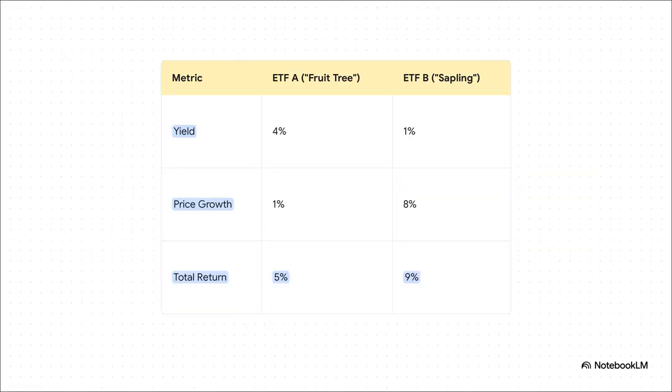On the left, we've got ETF A. Let's call it the fruit tree. It's got an amazing 4% yield. Looks great, right? Then on the right, we've got ETF B, the sapling, with this kind of sad-looking 1% yield. Now, if you were just chasing income, you'd pick ETF A in a heartbeat. But wait a minute. Look at the price growth. The fruit tree barely grew, just 1%, giving it a total return of 5%. But the sapling, wow, it grew by a huge 8%, rocketing its total return all the way up to 9%. The investment that looked so much weaker at first glance was actually the much better performer.